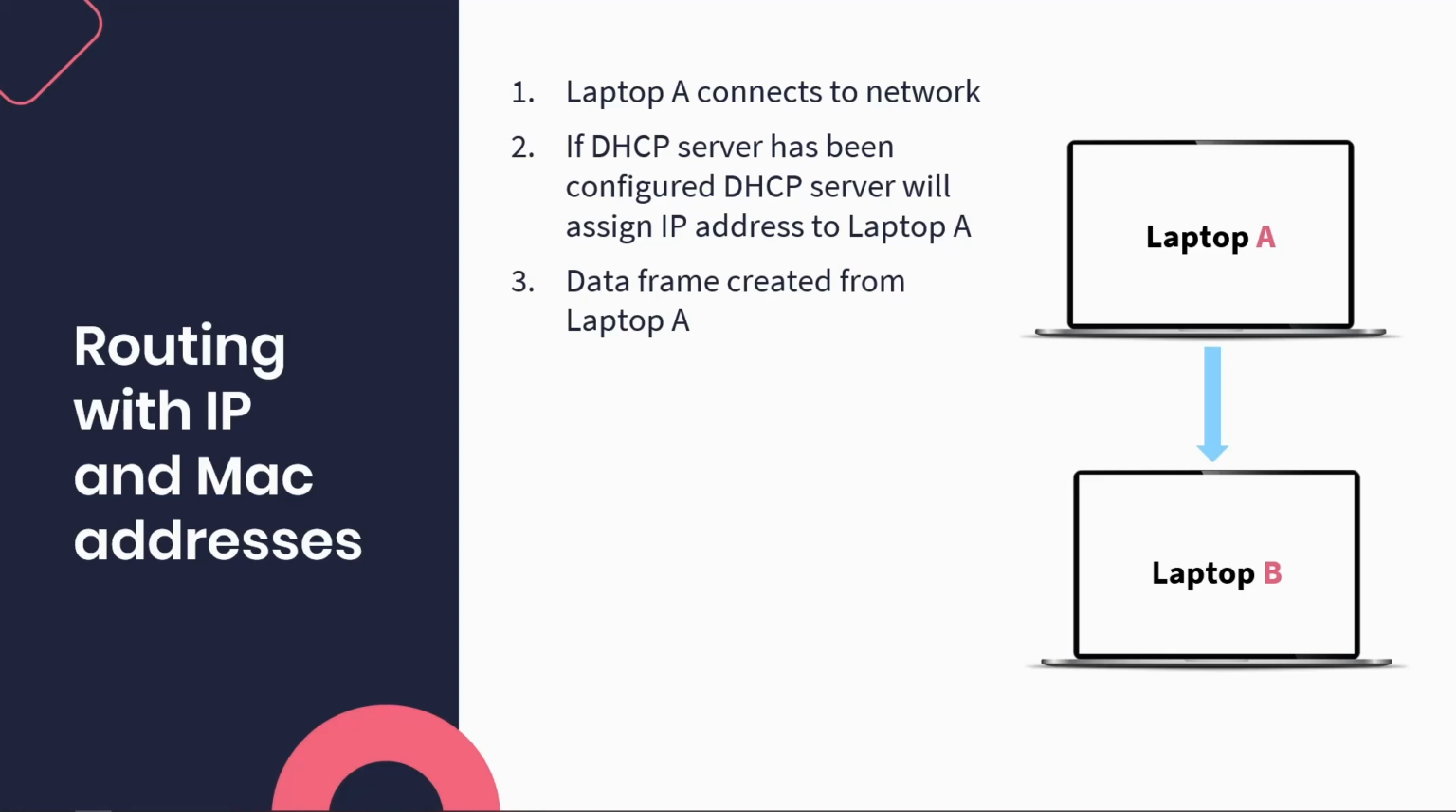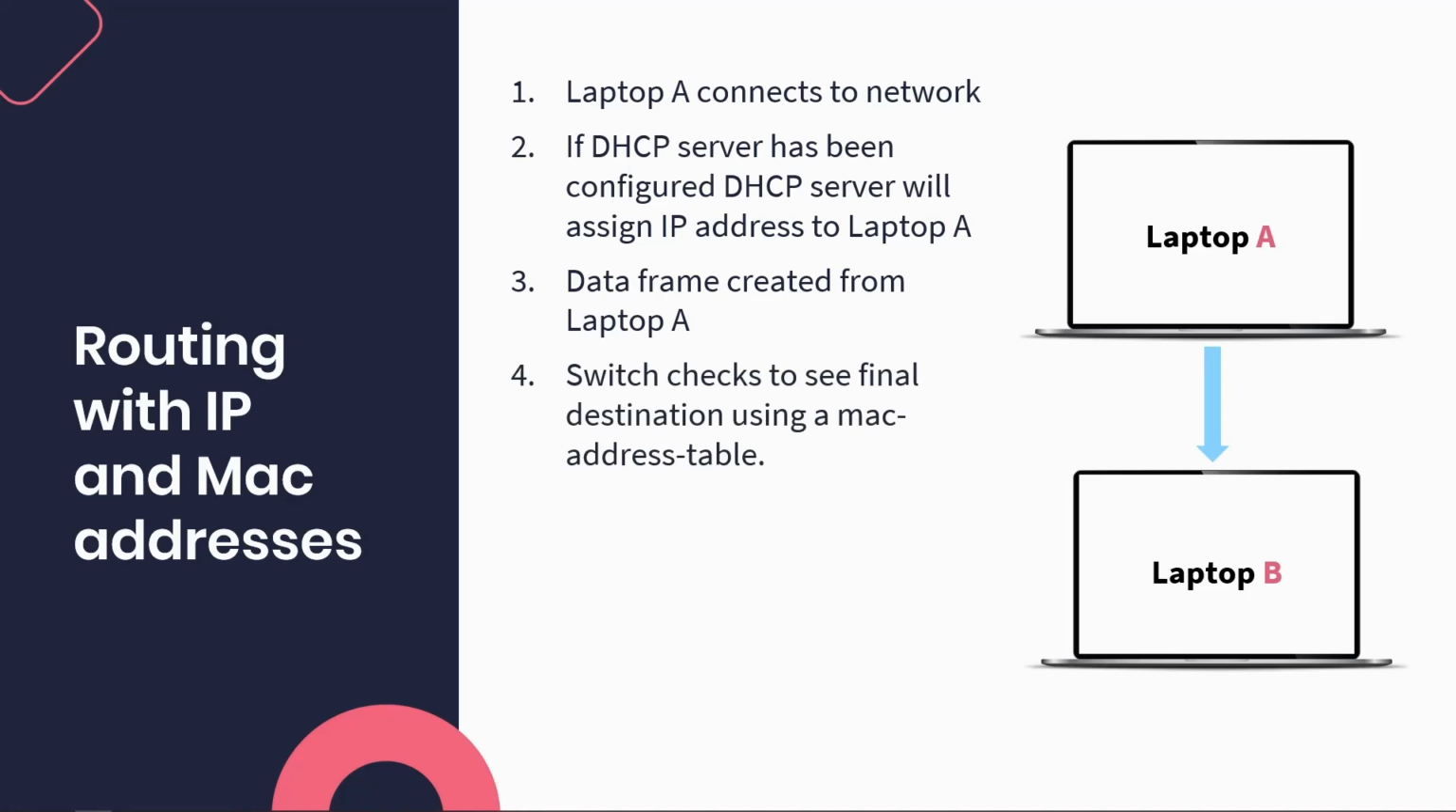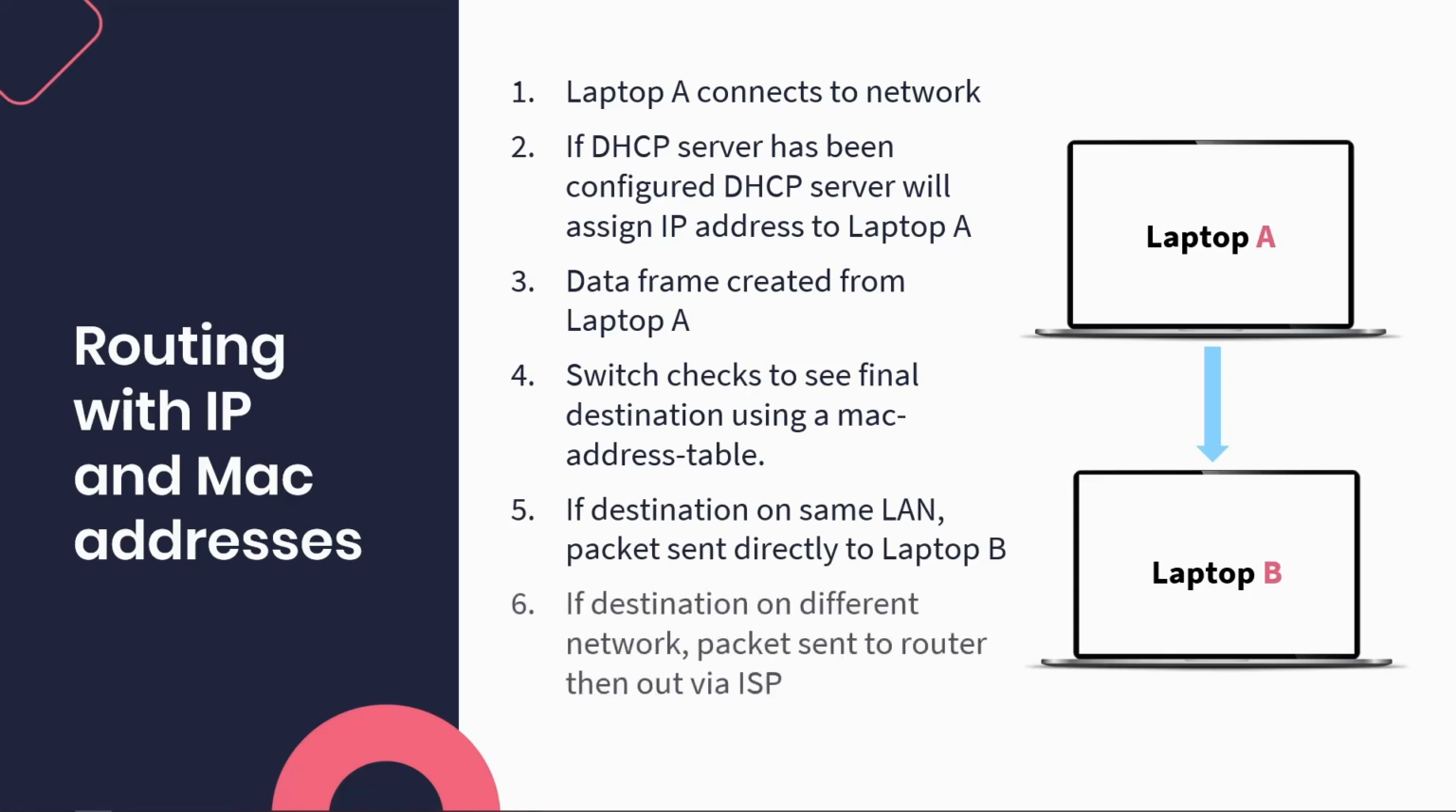When the packet reaches the switches, the switch checks to see if the final destination of the packet is to any device on its own LAN. The switches do this using a MAC address table. If the intended destination is on the same LAN, the packet is sent directly to laptop B. If the intended destination is on a different network, the packet is sent to the router. The router inspects the packet to get the relevant information and sends it out to the internet through the ISP.